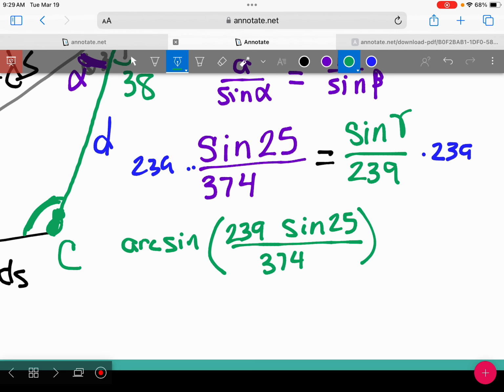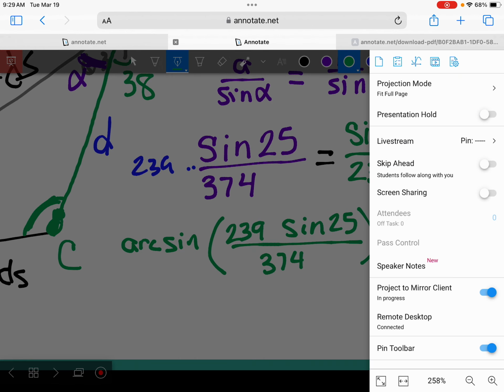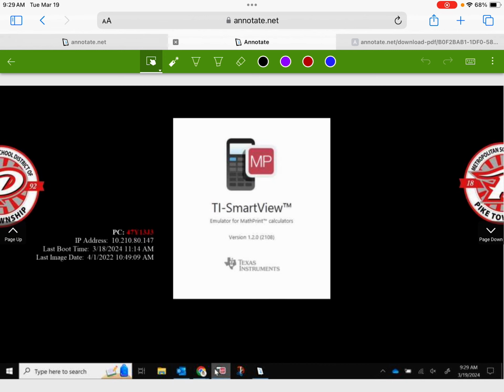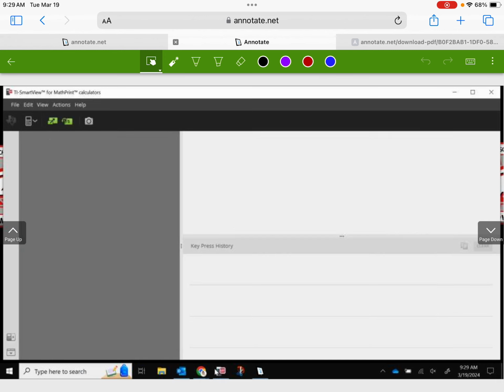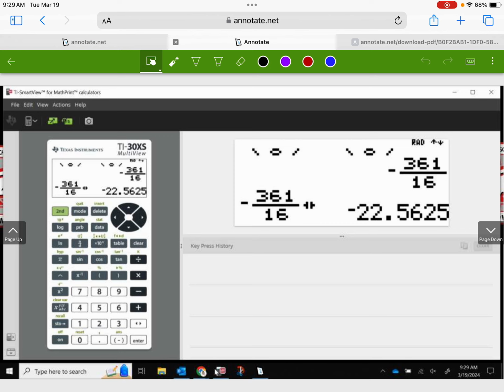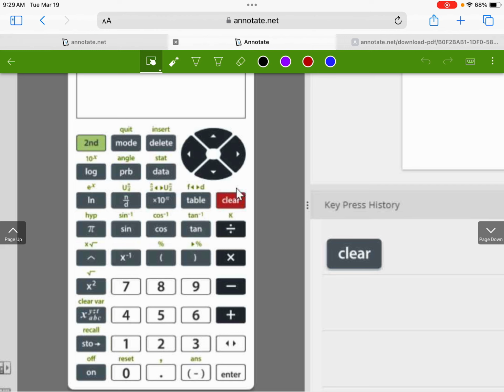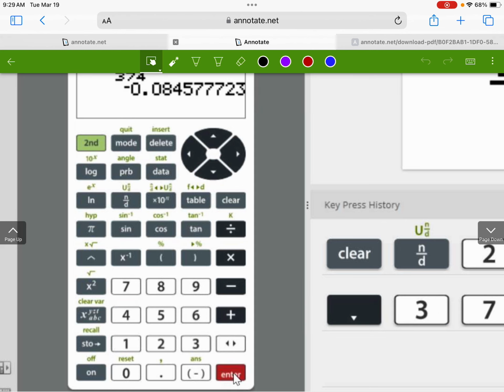That's a lot of stuff to type. I'm going to show you a way to do it where we don't have to be perfect in our typing when it's Gigantor. Because there's a way to say, take the thing I just did and put it inside a thing. So I'm going to just do my inside piece, my fraction that has the 239 sine of 25 over 374. Easier to type. I can actually see the whole thing.